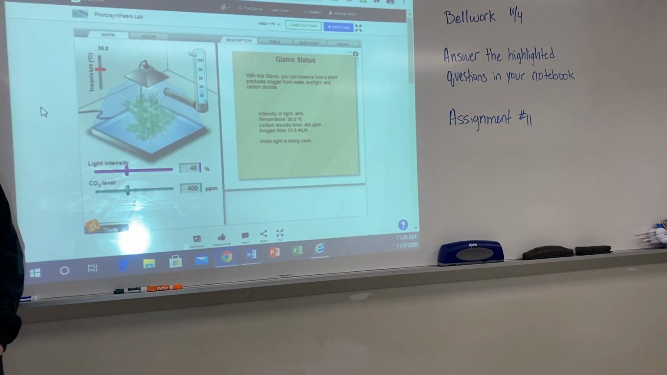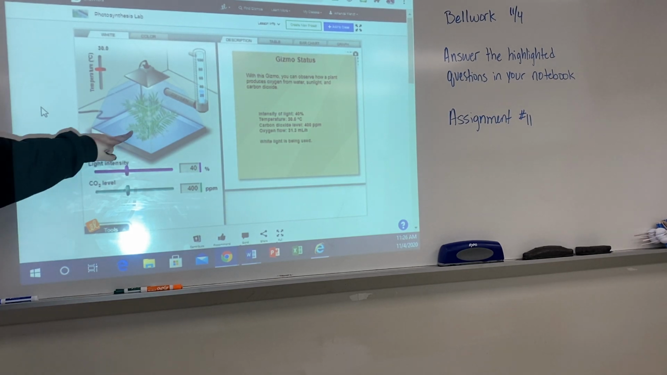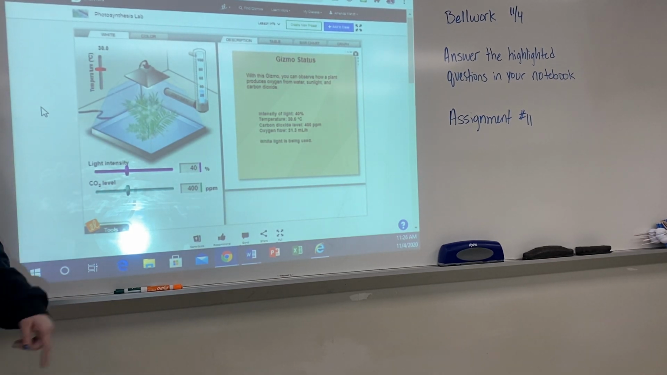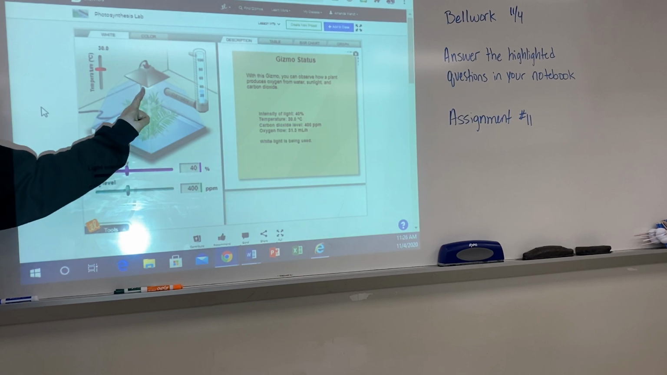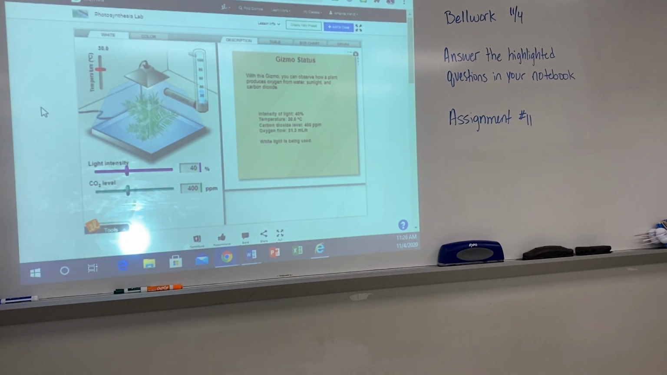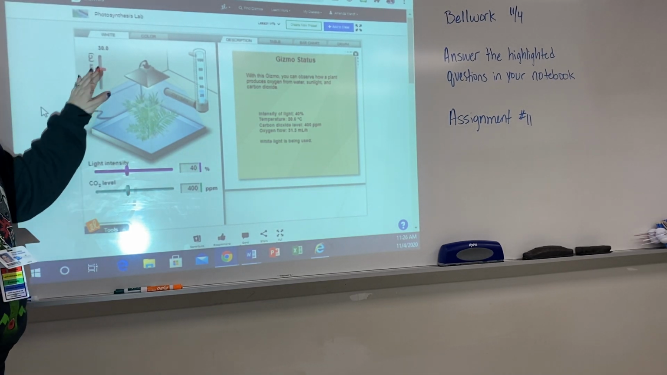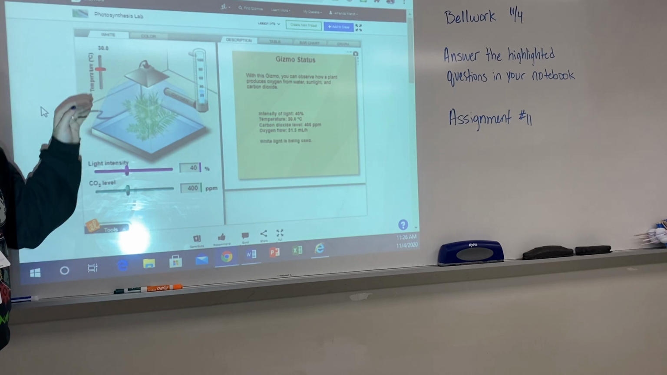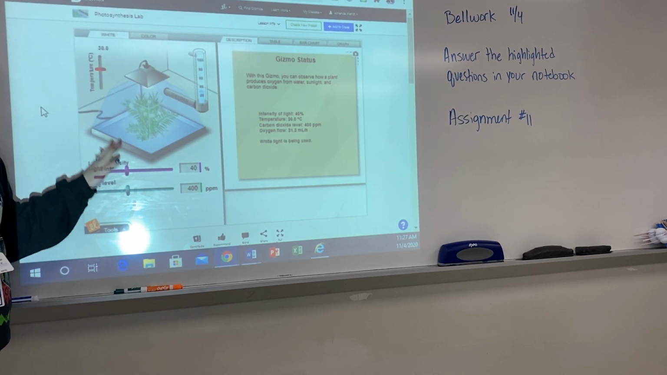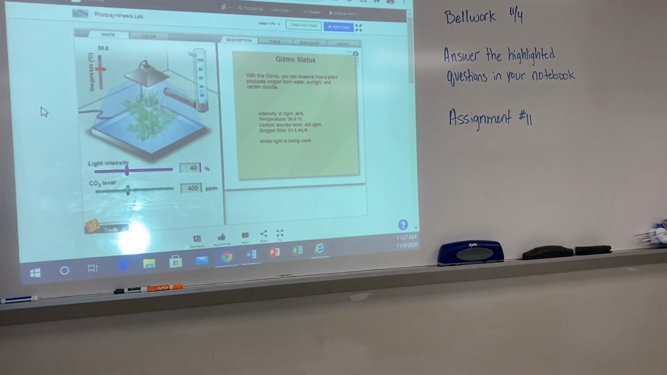Okay. And then, once you write your two predictions, I want you to, on your notebook, tell me what these bubbles represent. So you see these bubbles rising from the plant? What do those bubbles represent? So predict what will happen if we put these three levels all the way up. What will happen if we put all these levels down? And then tell me what those bubbles represent.